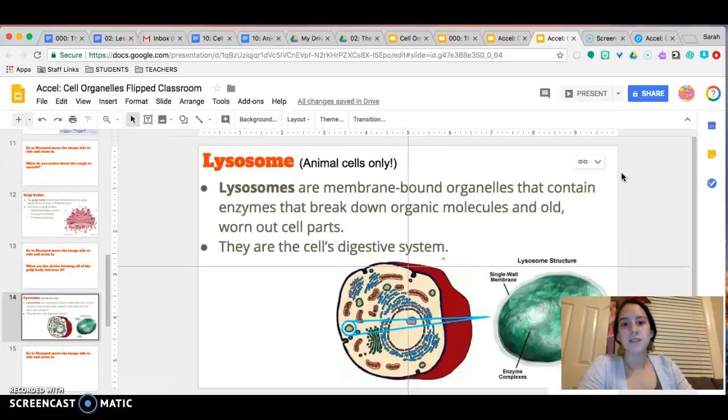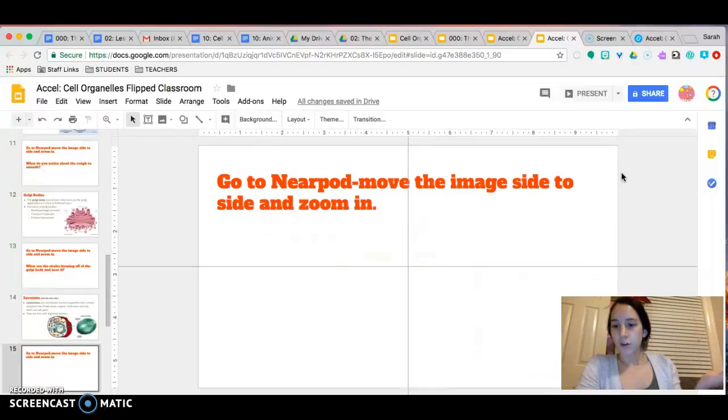Pretty much what that means is that if there's any food that comes in or anything like that, the lysosomes are in charge of breaking it all down so that it can be used for energy, or it can be taken out of the cell itself, things like that. And you're going to go back to Nearpod and look at it. I don't have a question for this. It's kind of boring looking, to be completely honest. It's a lysosome. It doesn't have to look special to have a really important function.